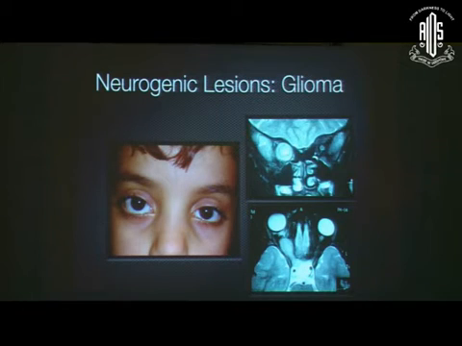Neurogenic lesions like glioma will present with axial proptosis, papilledema, decrease of vision in a child, and sometimes they are associated with neurofibromatosis. You need to rule out systemic features of neurofibromatosis, and the management depends on the extent of the glioma and the status of the visual acuity. Chemotherapy is preferred for children less than 3 years of age. Radiation is preferred for older children. And if the eye has no vision, then even surgery can be considered to excise the glioma.